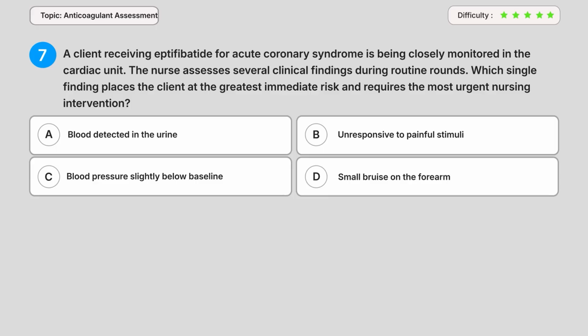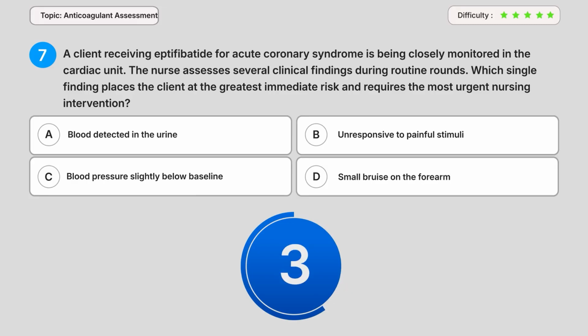A. Blood detected in the urine. B. Unresponsive to painful stimuli. C. Blood pressure slightly below baseline. D. Small bruise on the forearm. What do you think is the answer?